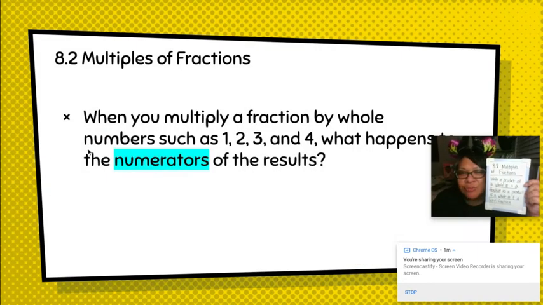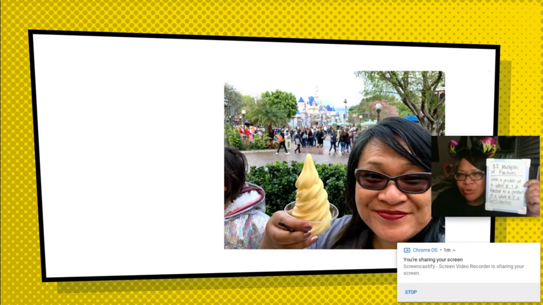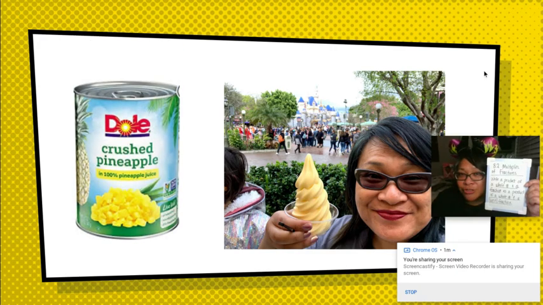But what happens when you multiply a fraction by whole numbers like 1, 2, 3, and 4? What happens to the numerators of the results? So for that, we're going to go to Disneyland. Yes, that's me enjoying a pineapple Dole Whip. So delicious. To make 1 cup of that pineapple Dole Whip, you need 2/3 of a cup of crushed pineapple. So how much pineapple would I need if I wanted to make 1 cup, 2 cups, 3 cups, or 4 cups? And is there a pattern there?